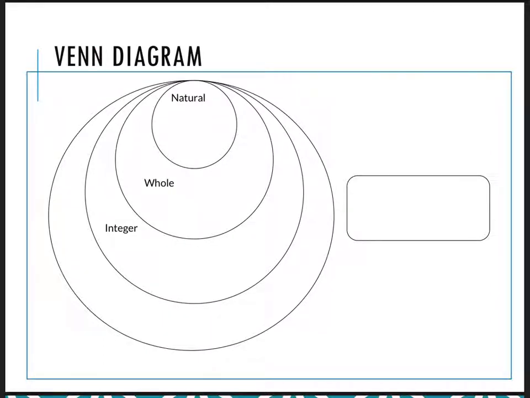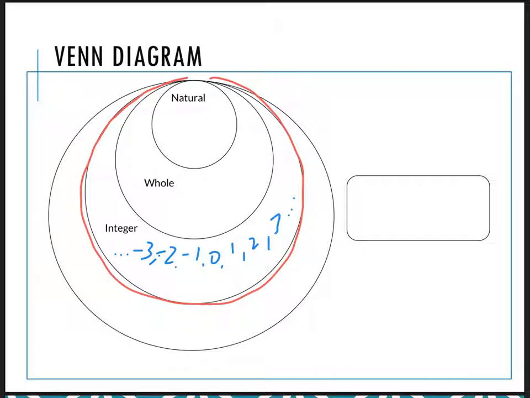So this time, here's my integers, and notice that includes the whole and the natural. So again, you're going to put dot, dot, dot, -3, -2, -1, 0, 1, 2, 3, dot, dot, dot, forever and ever, right? There you go. Notice again, integers include the wholes and include the naturals, all right? So if something's a whole number, it makes it an integer automatically. If something's a natural, it makes it a whole and an integer.